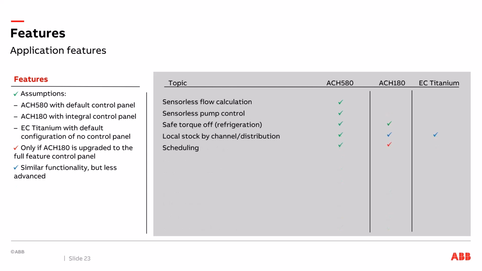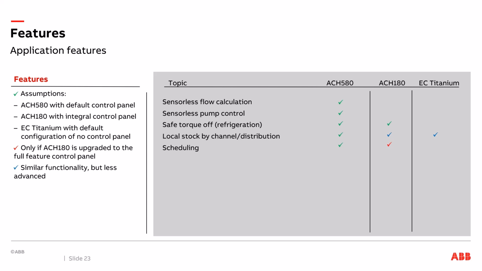So we take a look at sensorless flow calculation. That's a 580 function only. So I can estimate how much flow I have based on feedback coming back to the drive. There's also sensorless pump control. This is more of a feature that OEMs use. It's not really meant for field retrofits, but you can do sensorless pump control with an OEM, so that way they don't need pressure transducers two-thirds of the way down the line. They can put pump profiles into the drive. So those two items are 580 only. Safe torque off. This is a little bit more popular for the refrigeration side of HVACR, the R side of it. The 580 and the 180 both have that.